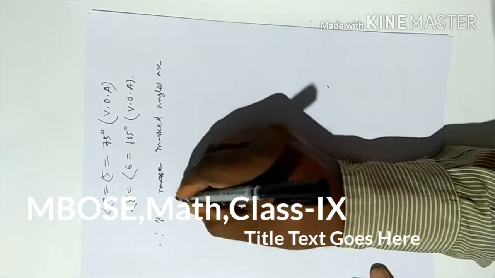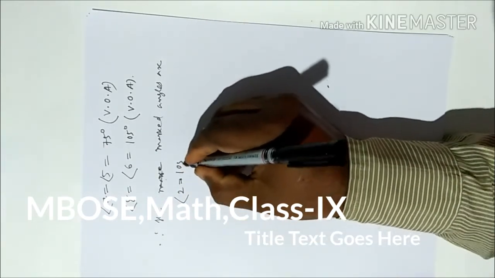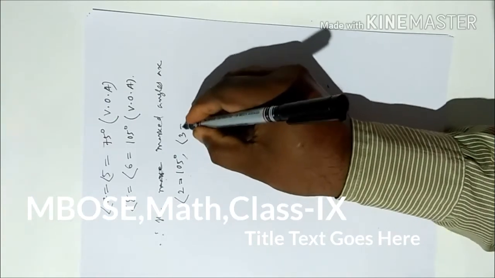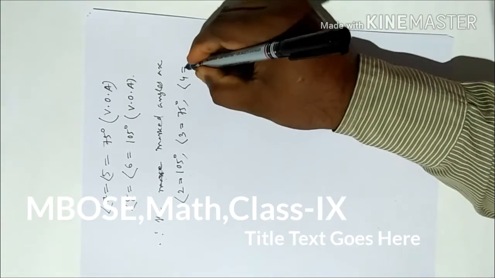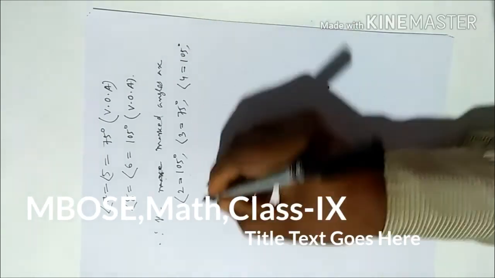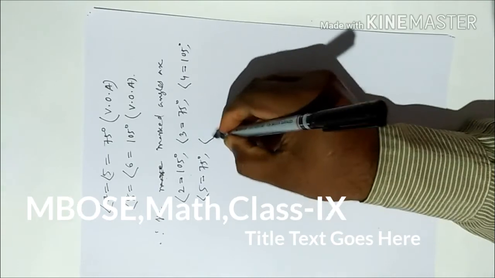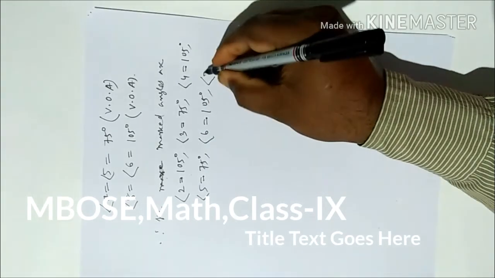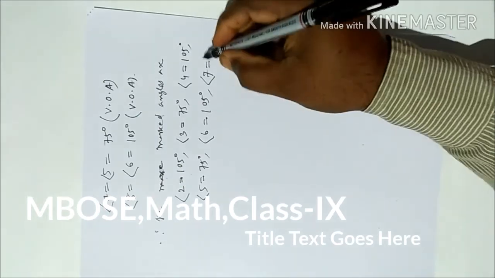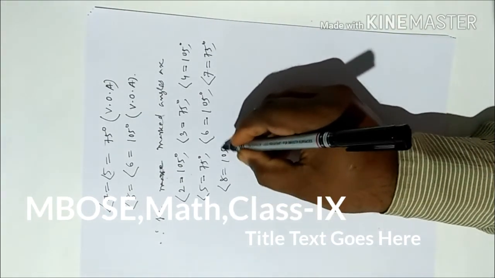so you write here: angle 2, just now you got 105. Angle 3, how much? 75. Angle 4, 105. Angle 5, 75. Angle 6 you got 105. Angle 7, 75. And the last angle, angle 8, is 105.